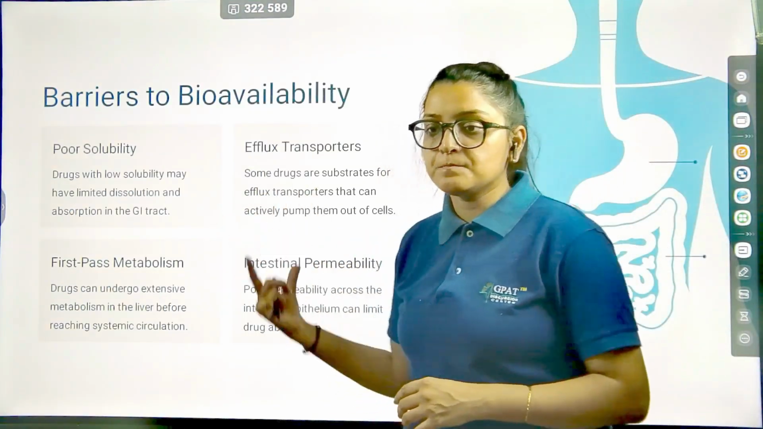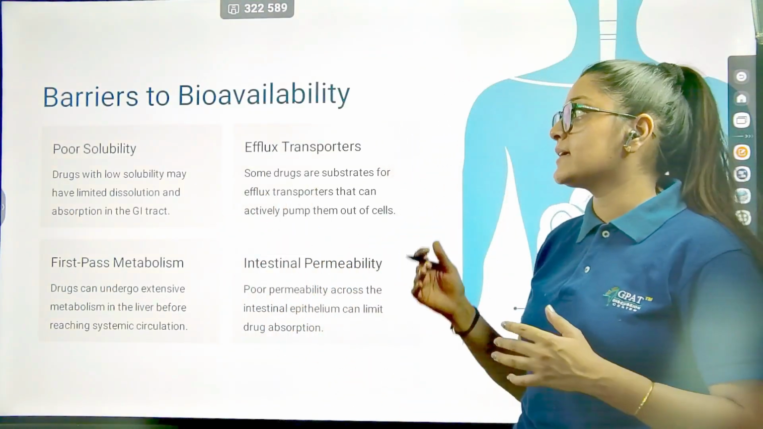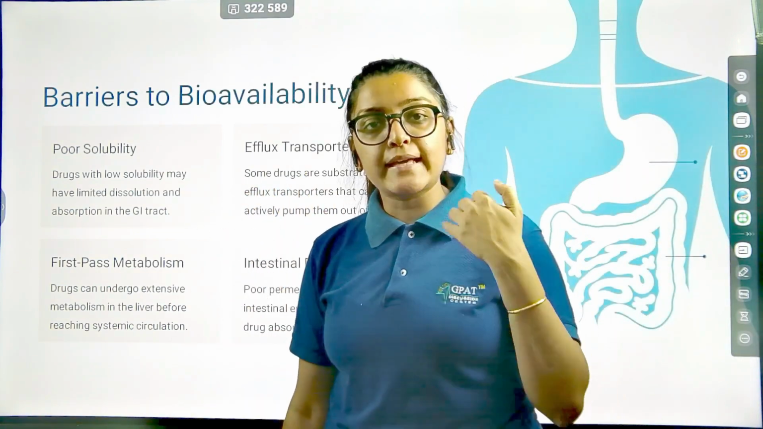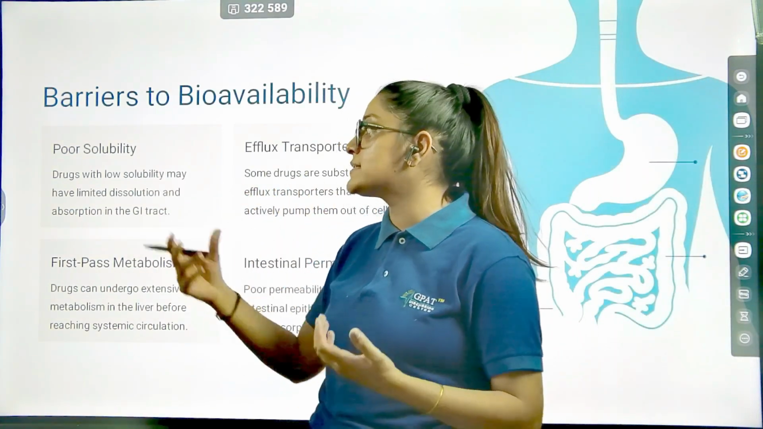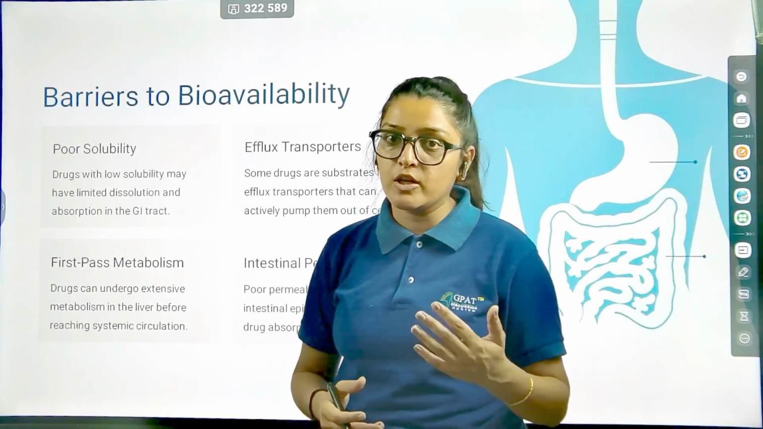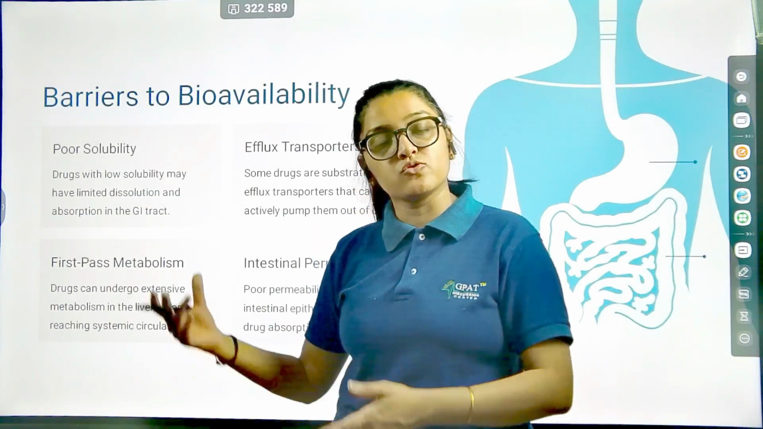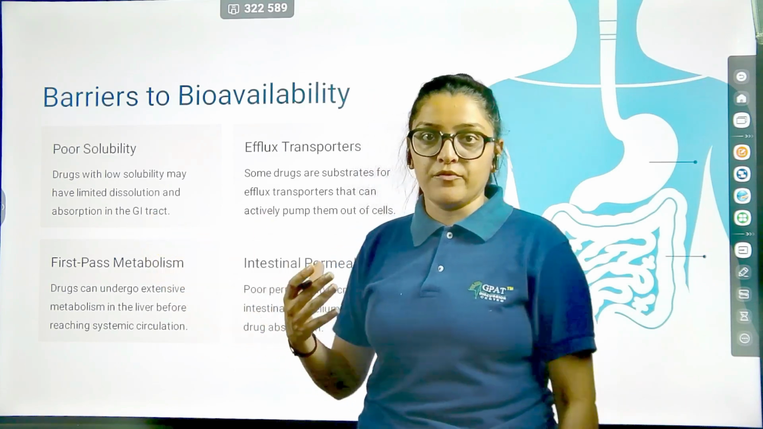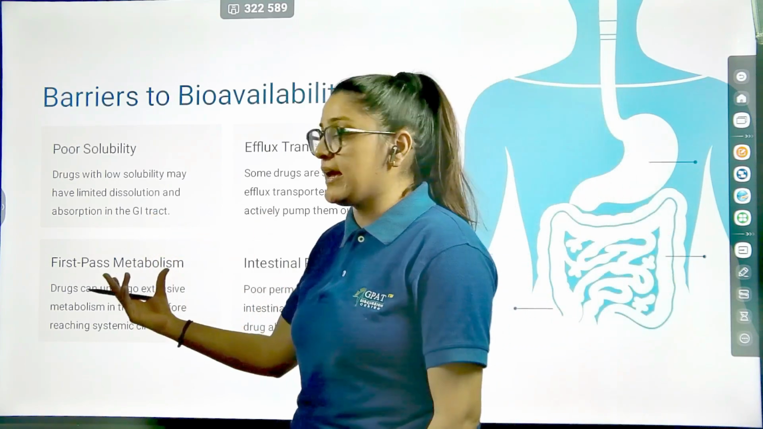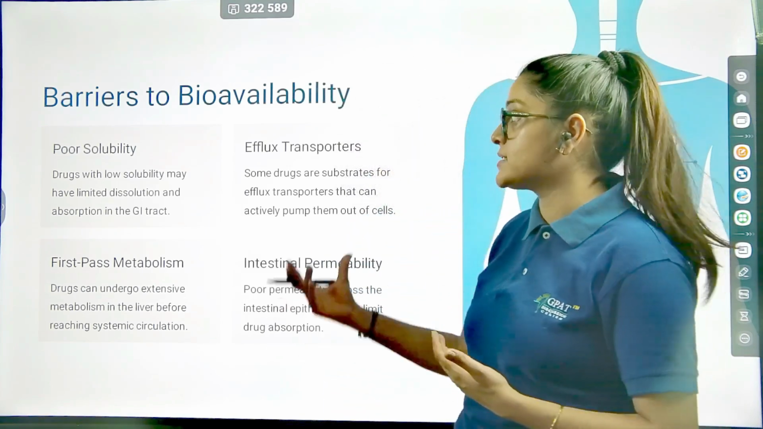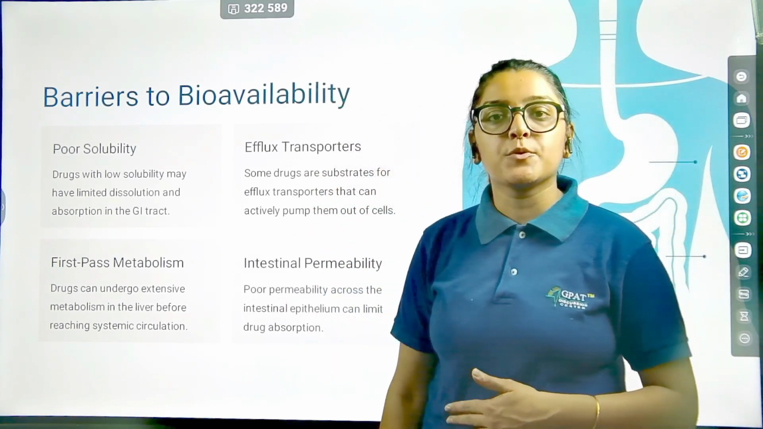As mentioned, what are its basic barriers? Number one is poor solubility. Owing to the characteristics of the drug, a drug that has low solubility will definitely have delivery constraints, so it will face bioavailability constraints. Then we have first pass metabolism, as we have just seen in the liver and how it functions. Then we have efflux transporters.